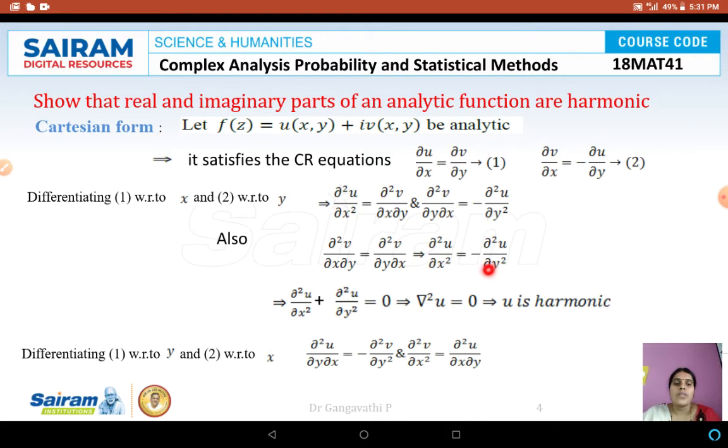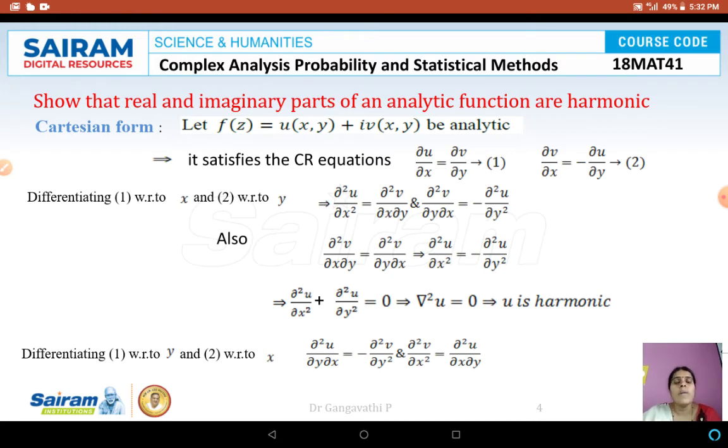Keep that aside. When you look at this, take this minus term towards this side. So we get dou square u by dou x square plus dou square u by dou y square is 0. This can be written as del square u, and del square u is equal to 0, which implies that u is harmonic. So if del square phi is 0, we call phi a harmonic function. In place of phi, we have got u now. So del square u is 0, which means that u is harmonic.